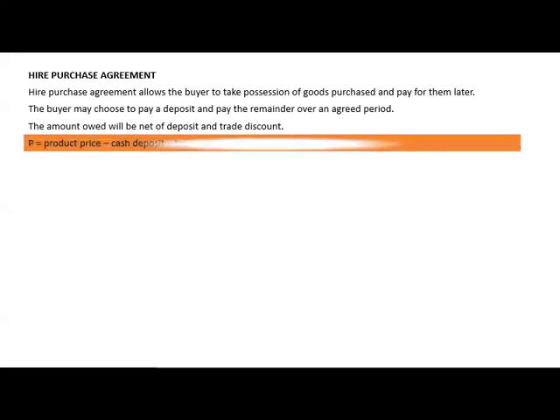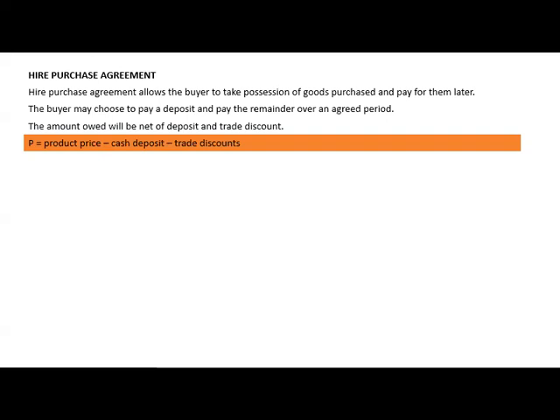Now let's get to hire purchase. What is a hire purchase agreement? A hire purchase agreement allows the buyer to take possession of goods purchased and pay for them later. The buyer may choose to pay a deposit and pay the remainder over an agreed period. The amount owed will be net of deposit and trade discount. So the amount owed, which is what we normally refer to as P, will be the purchase price minus the cash deposit, and then you minus the trade discount.